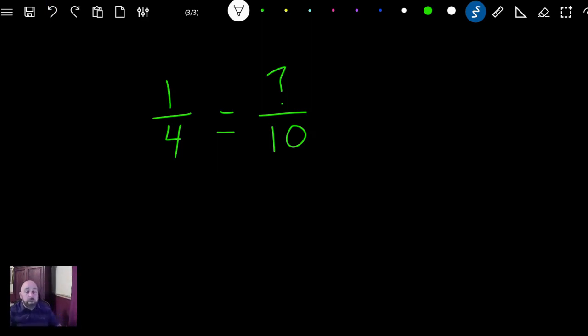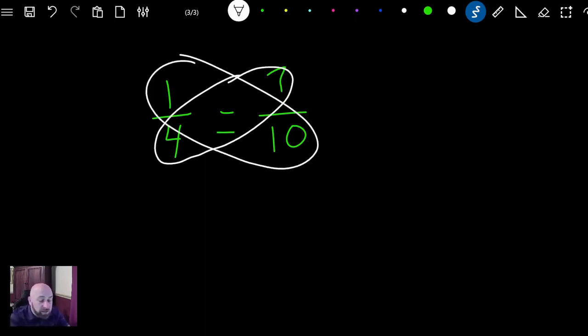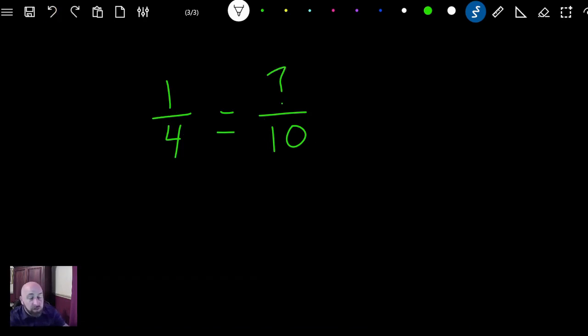This is where I want to teach you a second technique to solving these. We want to say the means equals the extremes. That doesn't make any sense to you right now, but the means, the middle terms, which are these ones right here, are going to equal the extremes, which are these ones right here. So in other words, when we multiply this, 1 times 10, this is going to equal 4 times our question mark.